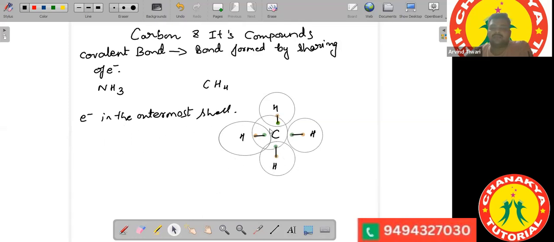The central carbon is sharing 4 electrons, so it will have all the 4 electrons. So the central carbon has a total of 8 electrons: 4 electrons it is sharing and 4 electrons which are being shared by the hydrogens. Hence, the valency of carbon is satisfied. Carbon now has 8 electrons in its outermost shell, and hydrogen has 2 electrons in its outermost shell, so this is also satisfied.